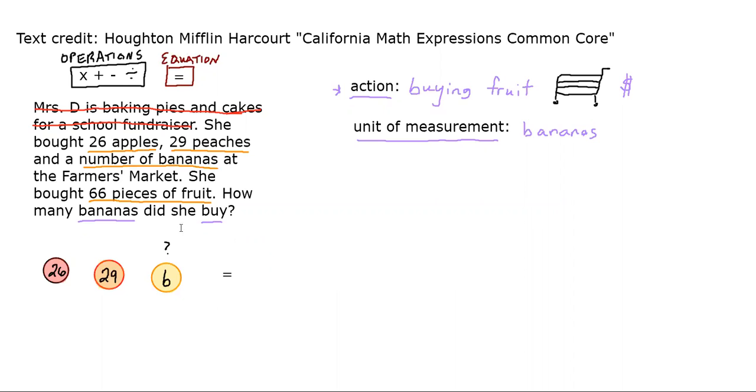So I know Mrs. D bought all of these pieces of fruit. She bought 66 pieces of fruit. And the implied word there is total, right? So I'm going to draw one more circle. And this is going to represent the total of all the pieces of fruit.